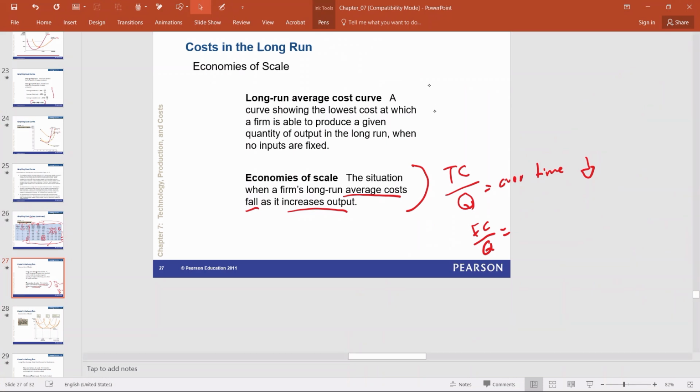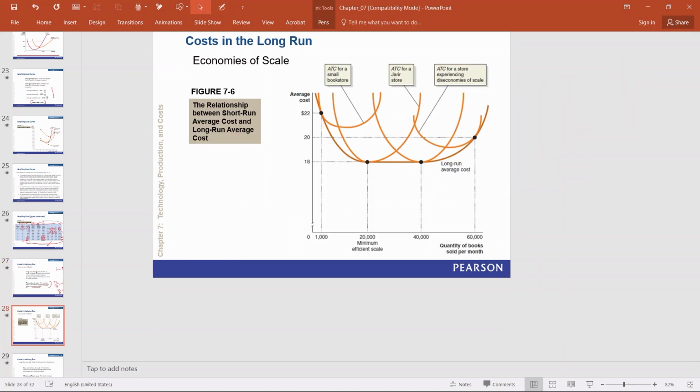So the idea here is that in the long run, as a firm expands its operation, its unit costs should decrease, and if they get to this result, then they are making scale economies. If we go to the next slide, this is scale economies in the long run.